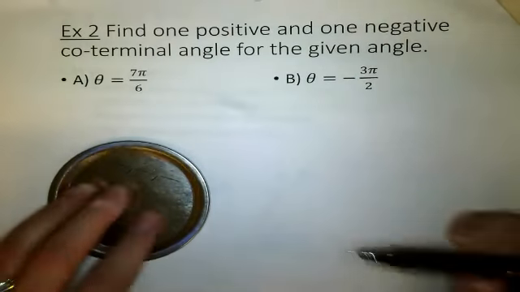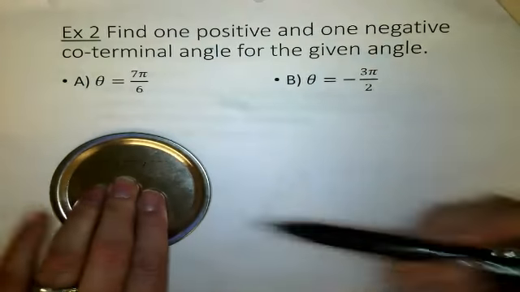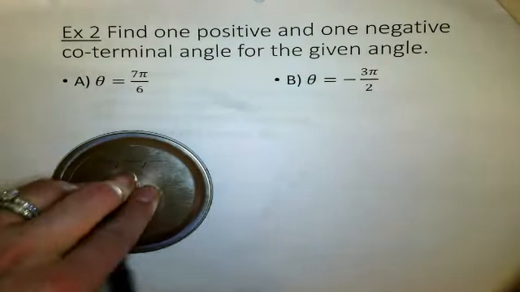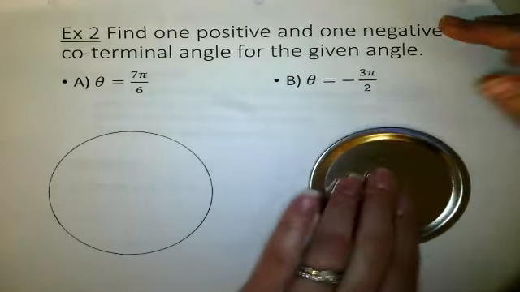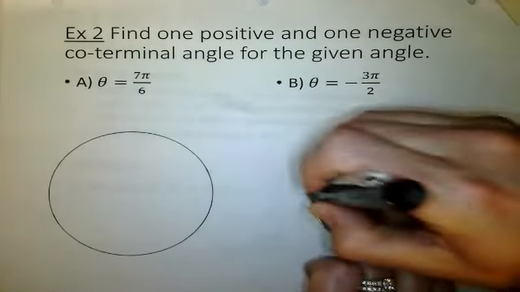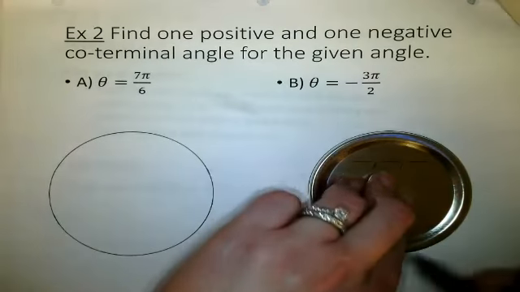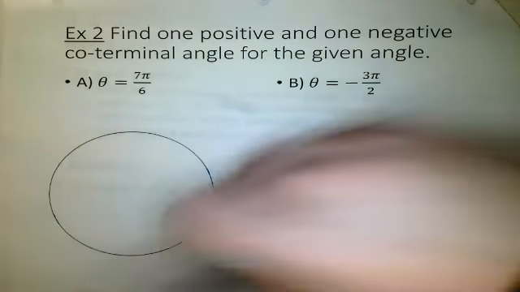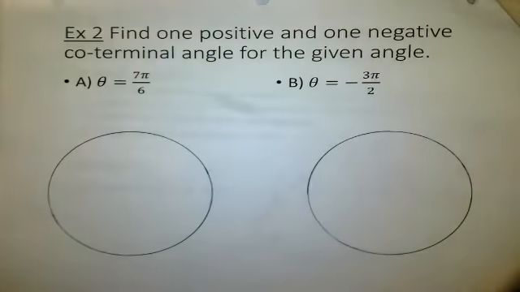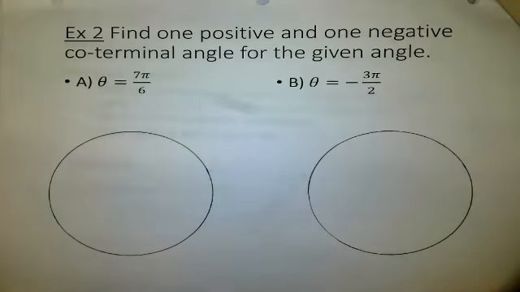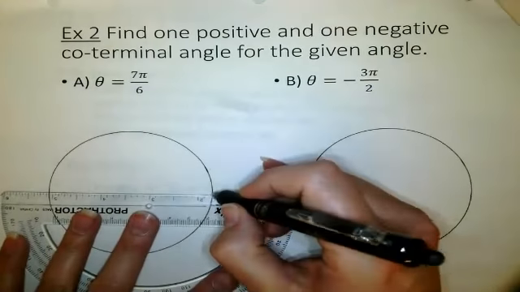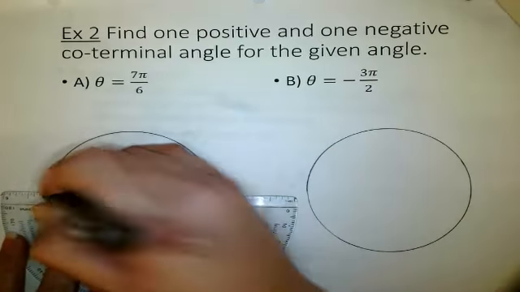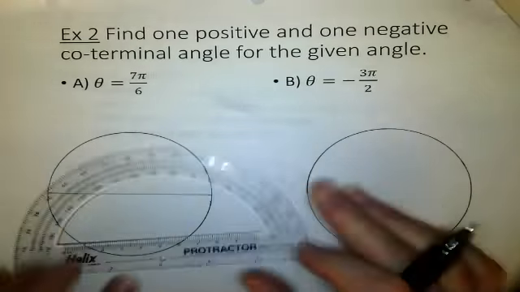All right. Again, I'm using a few colors here. So example 2 is find one positive and one negative coterminal angle for the given angle. So same thing, I'm going to start with circles, draw a diameter, mark the center.